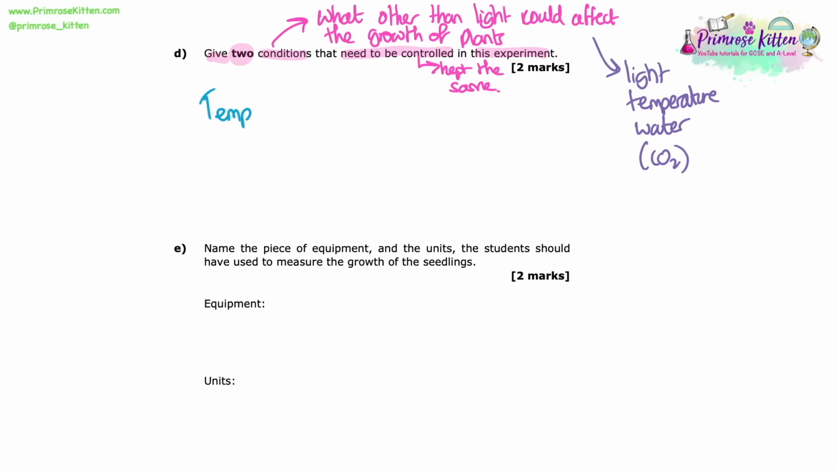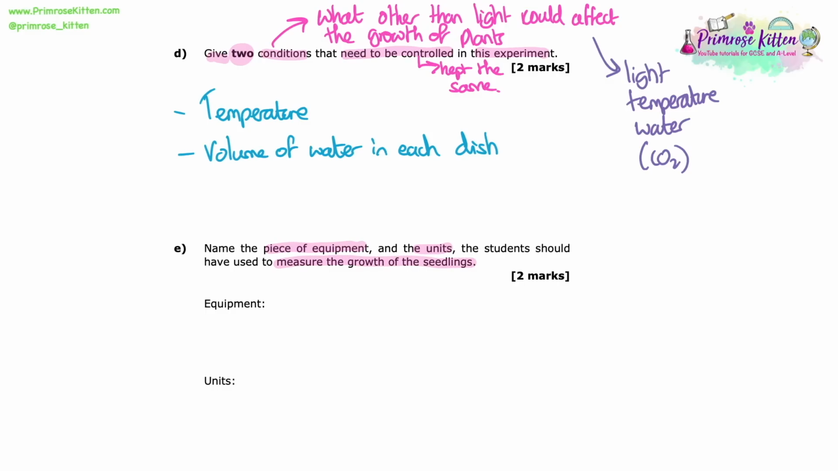Temperature, water, and carbon dioxide concentration. Carbon dioxide concentration obviously affects the rate of photosynthesis, but because they were just grown in normal conditions, they weren't grown kind of sealed in anything, then there's no way you could control that anyway. So it is going to be temperature, because we know that could speed up the rate of growth potentially, and water. So we know that they were put in Petri dishes with wet cotton wool. So volume of water in each dish would also have been really important.